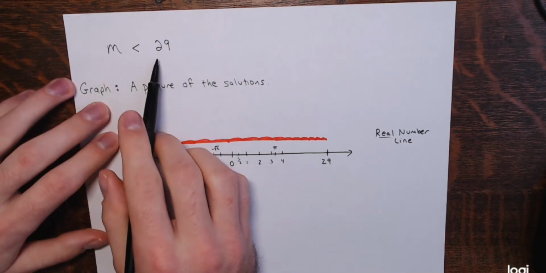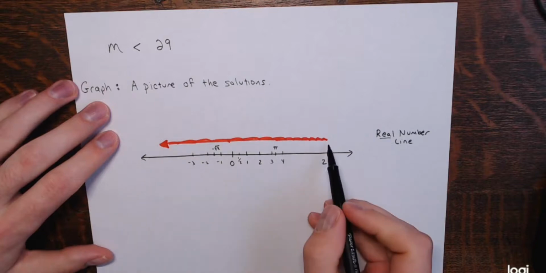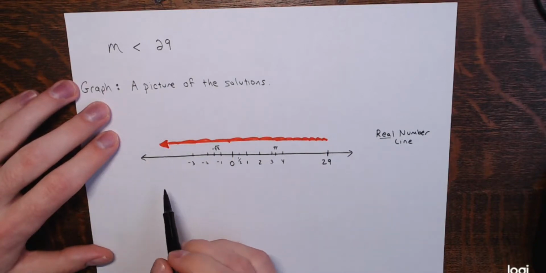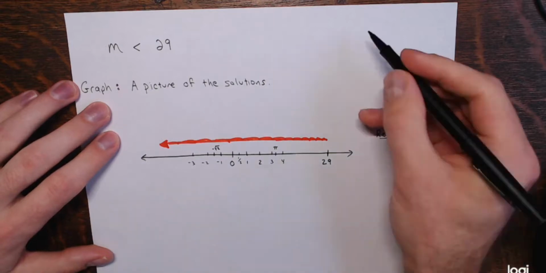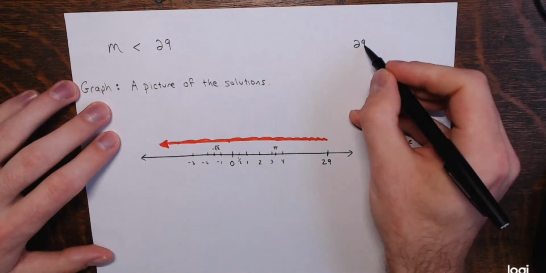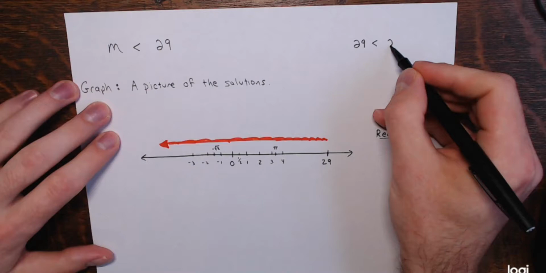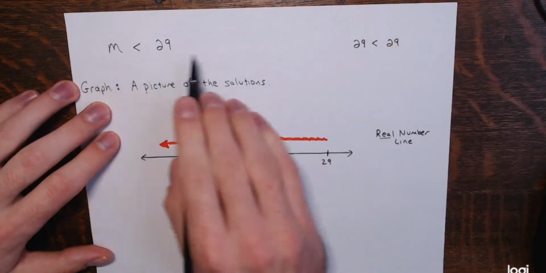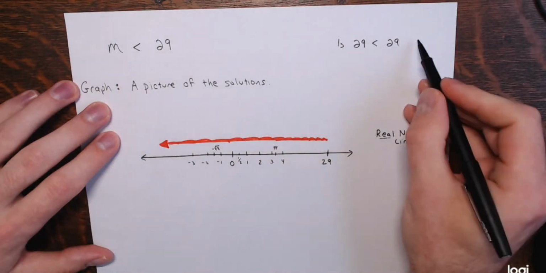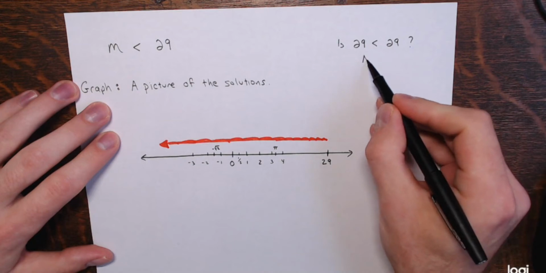Find solutions. Now, what about 29 itself? Notice I talked about all the numbers to the left of 29. Is 29 less than 29? If I replace m with 29, is this true? No. Okay.